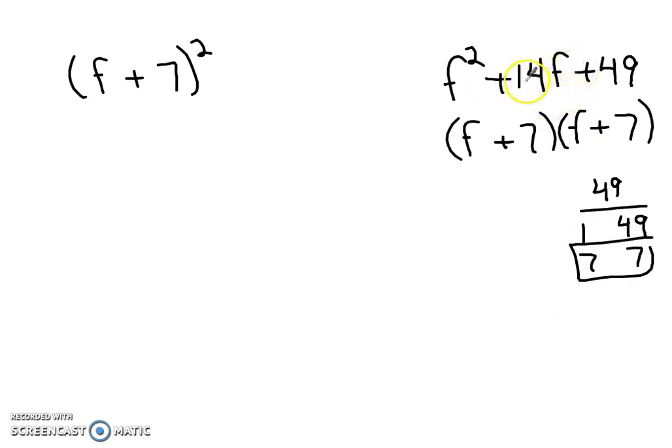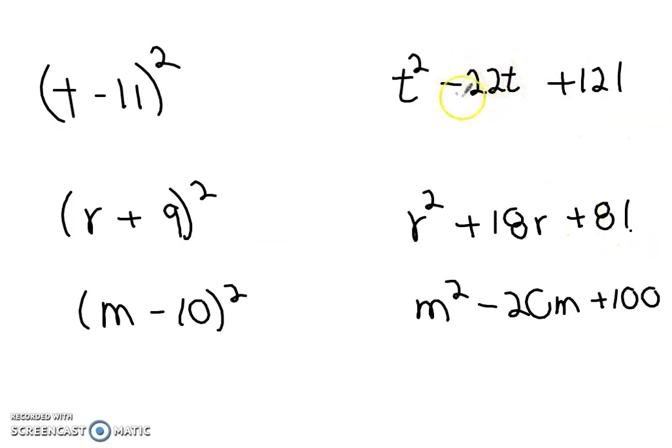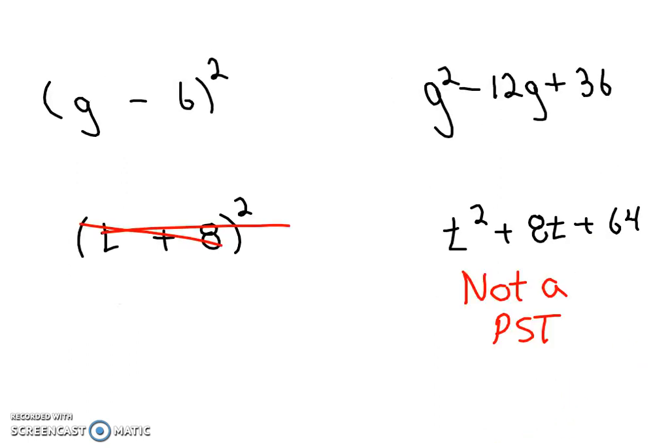If you cut that in half and square it, you get this. Yep. If you cut that in half and square it, you get that. If you cut this in half and square it, you get that. Okay? If you cut that in half and square it, you get that. So that's how you know it's a perfect square trinomial. So if you get one of these things and it's not a perfect square trinomial, it's not going to factor out into something nice squared.